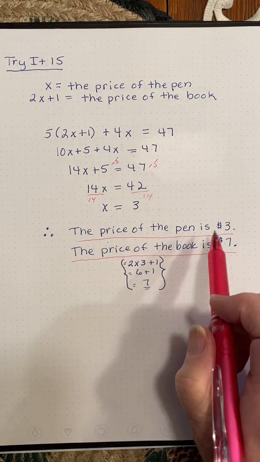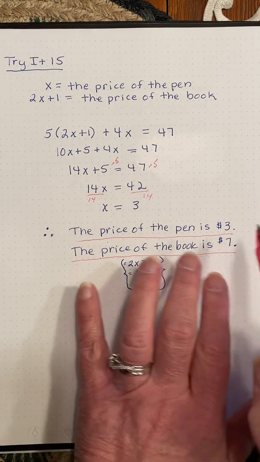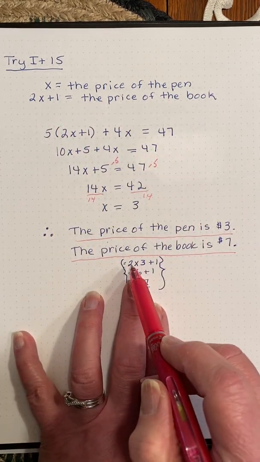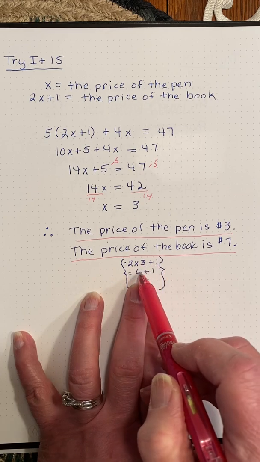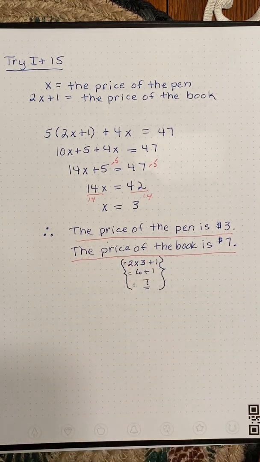So x is the price of the pen, and therefore the price of the pen is $3. I take 3, I plug it back into the 2x plus 1, which is 2 times 3 plus 1, which is 6 plus 1, which is 7. Therefore, the price of the book is $7. And there you have it, the lesson in a nutshell.